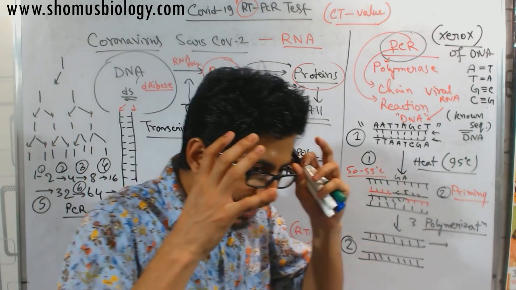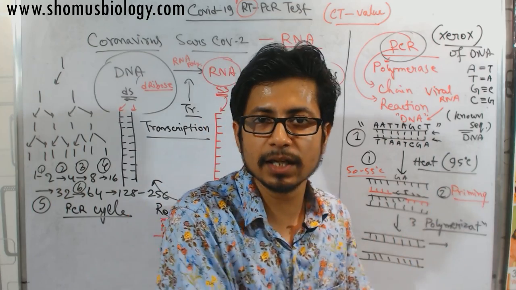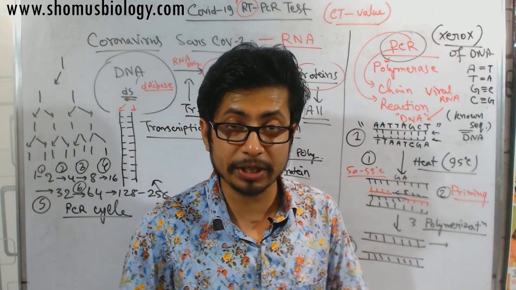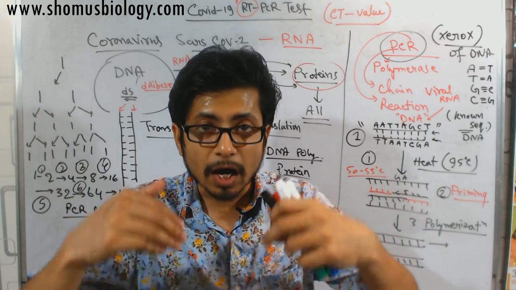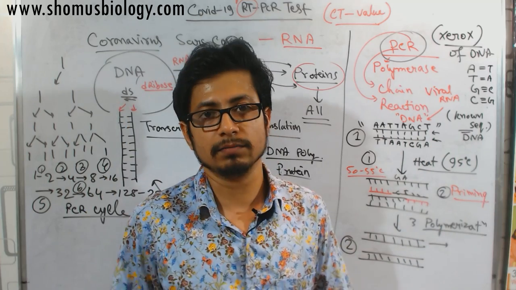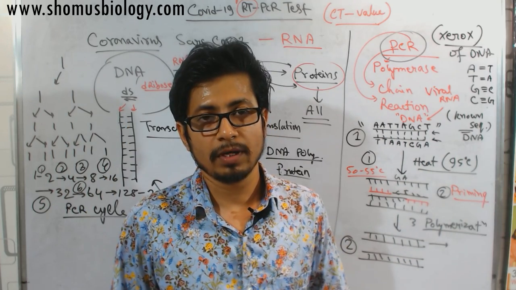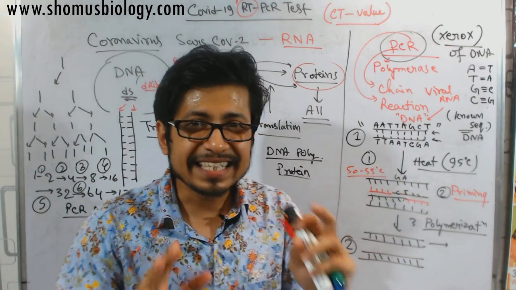Adequate formation, or conversion of one or two copies, whatever amount is present in your body, into an adequate amount is necessary in order to detect it. So how many cycles are necessary to detect a quantifiable amount of the viral genetic material in your body? That is the CT value.